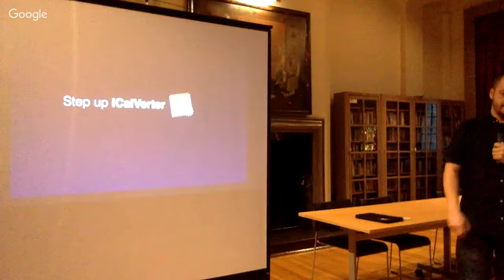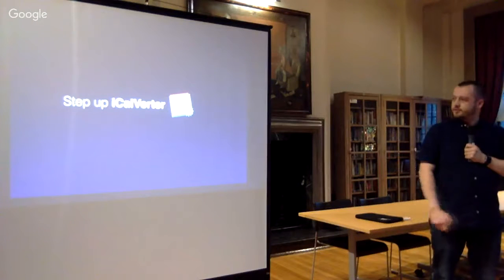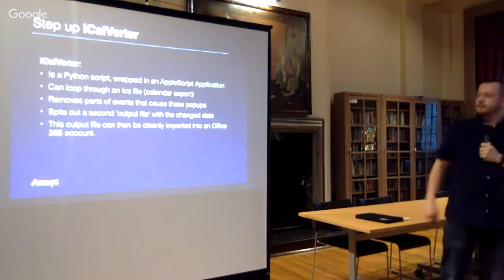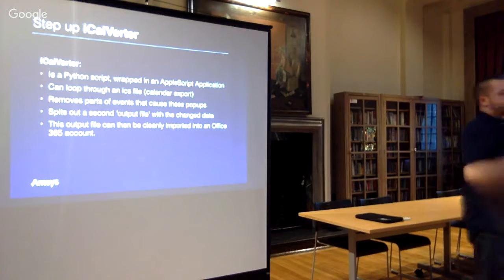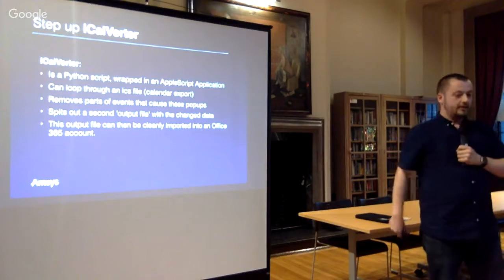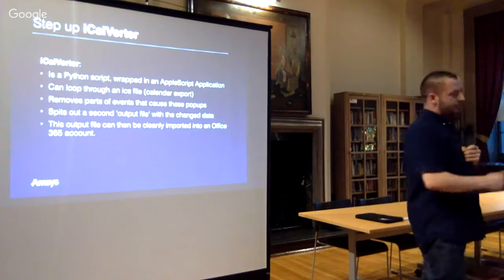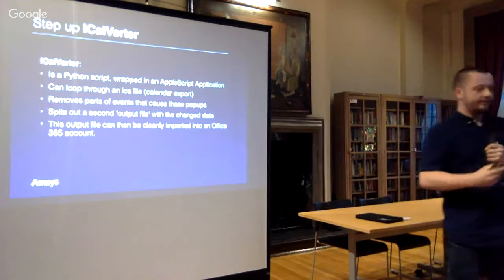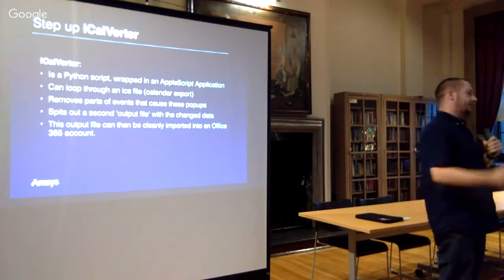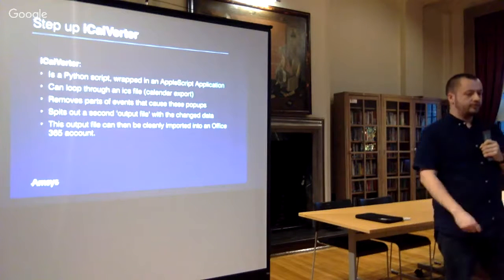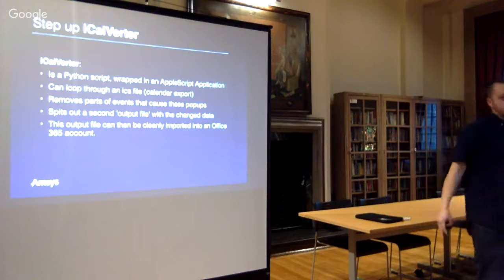So, how does this help with that? Let's take a view on that. With a summary, it's a Python script that runs inside an AppleScript application. It removes those events that the import doesn't like and that cause those problems. The result is, at the end, it outputs a second ICS file that can then be imported into another solution, say Office 365.